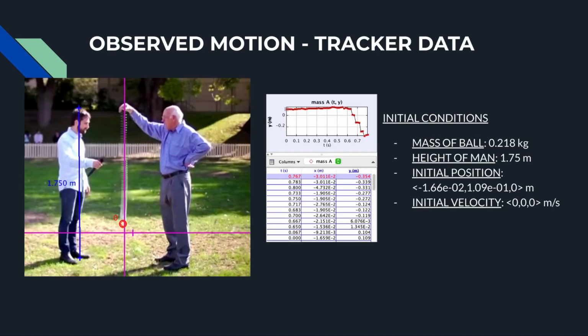So for the observed motion, I used a video that was included in the assignment, and I put this into Tracker, and the first thing I did was calibrate it, as the height of the man was given and so was the mass of the ball, so those are two initial conditions. And once I did that, I used point mass on Tracker in order to track the entire thing, which allowed me to get the initial position and then also the initial velocity. In this case, initial velocity is going to be 0.